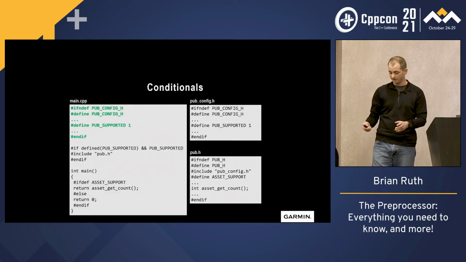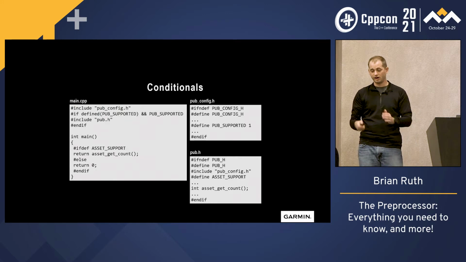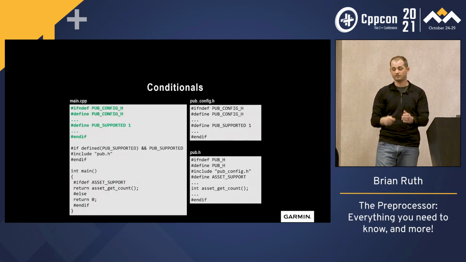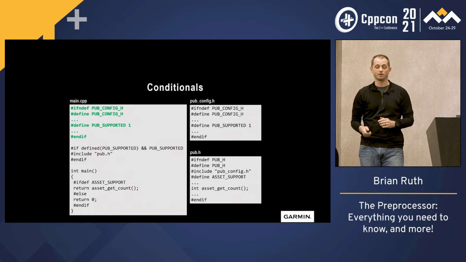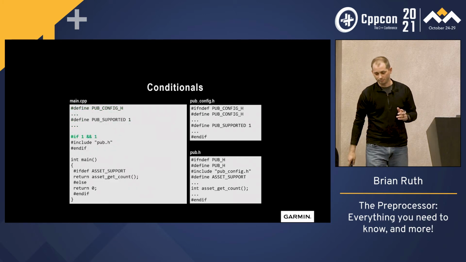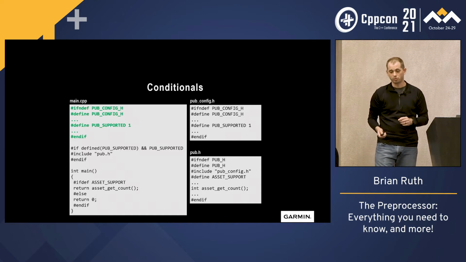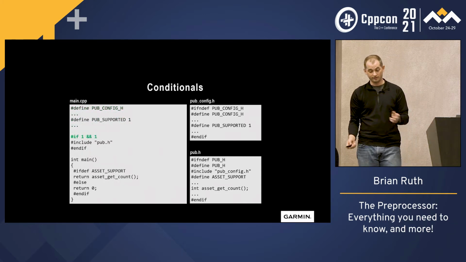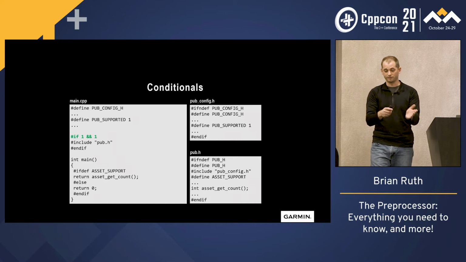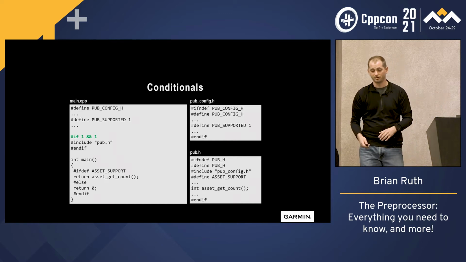So we've got this. The first thing it's going to do is say, all right, include our pub config. So it's going to paste that stuff up at the top, bring in the things from pub config. And then the next thing it's going to say, all right, I need to check to see if pub supported is true. And pub supported is defined, and its value is 1.